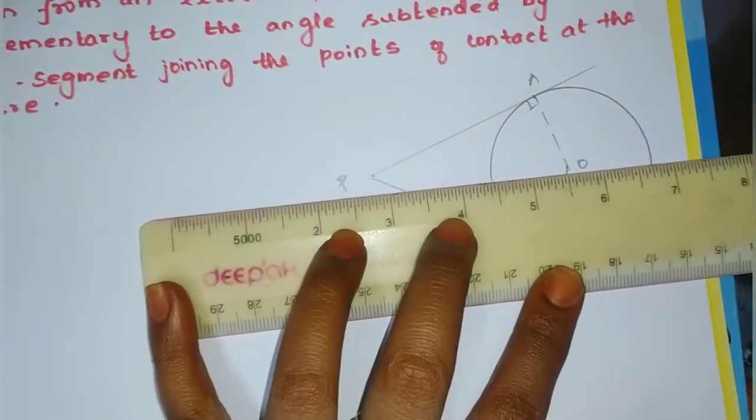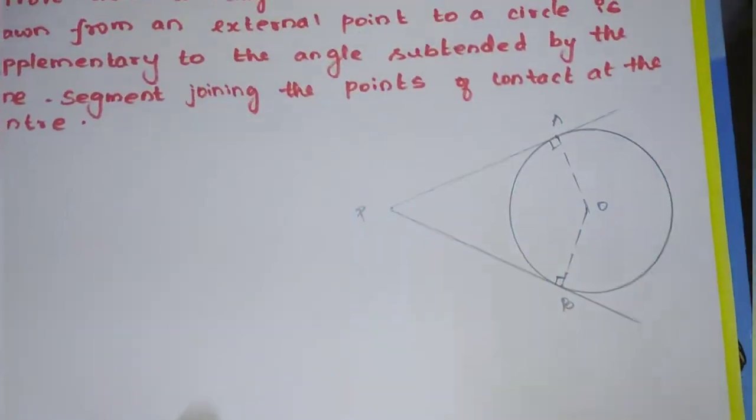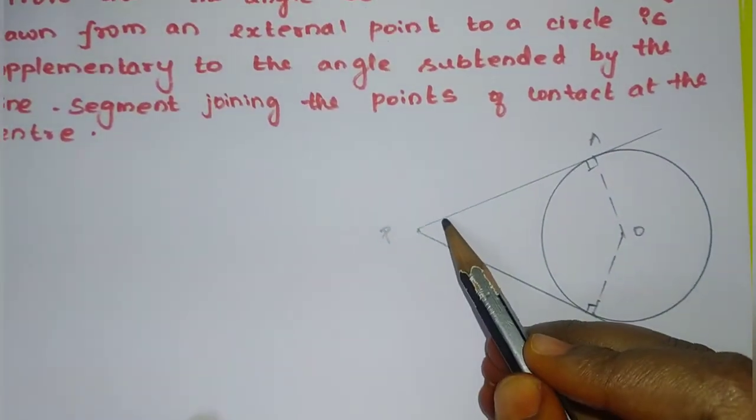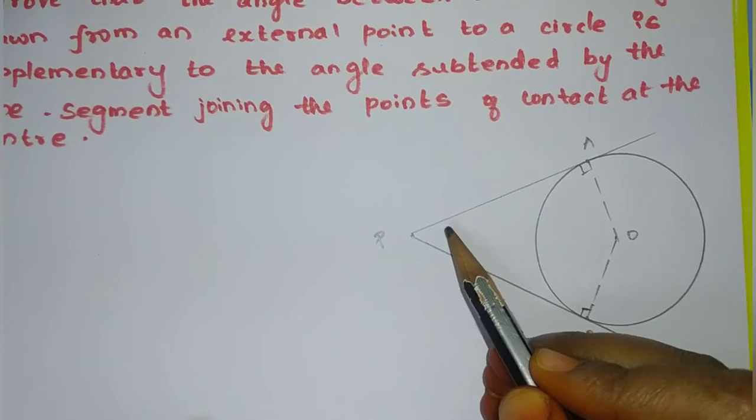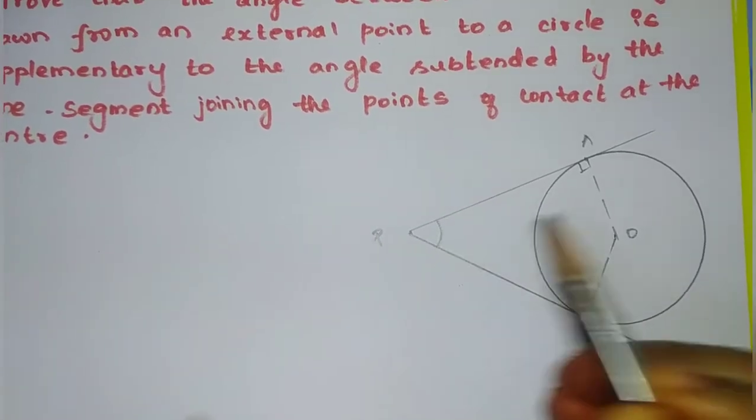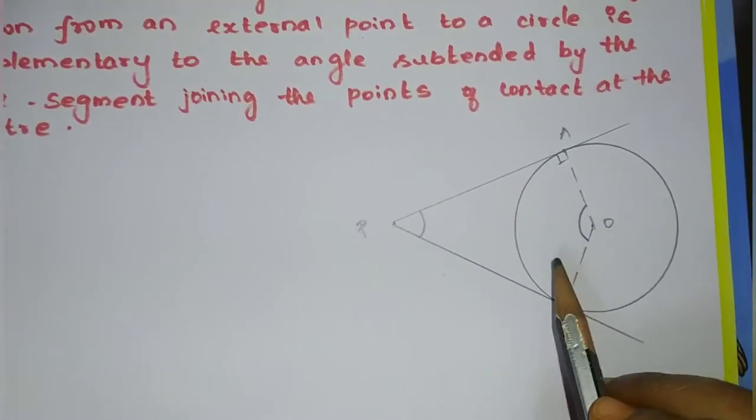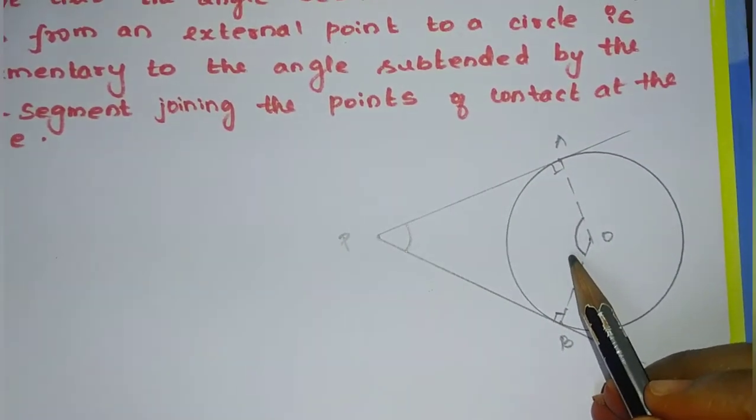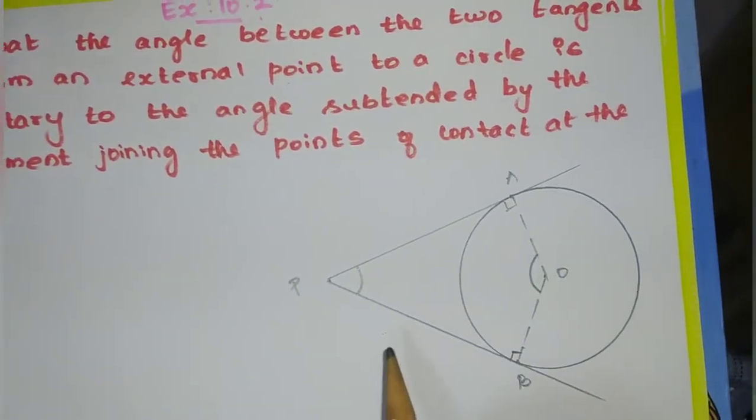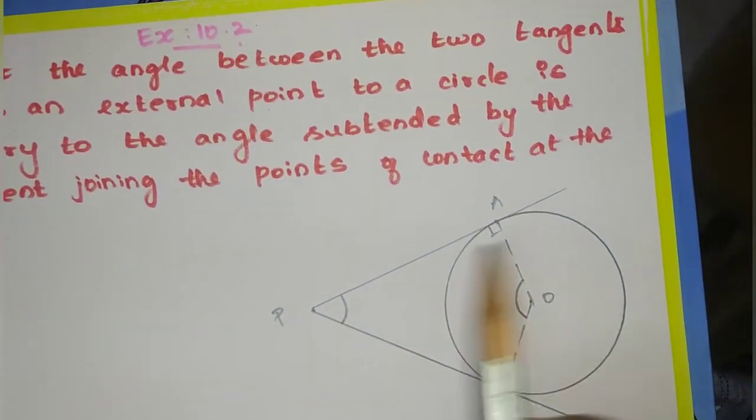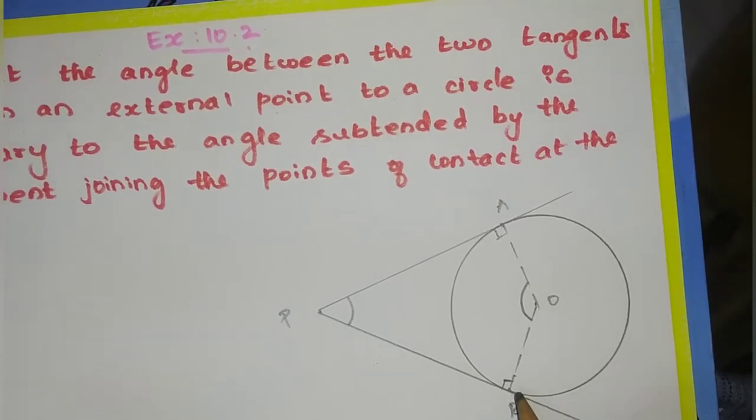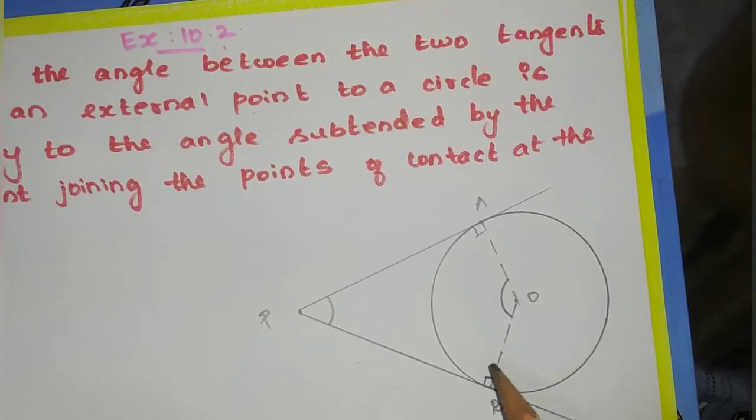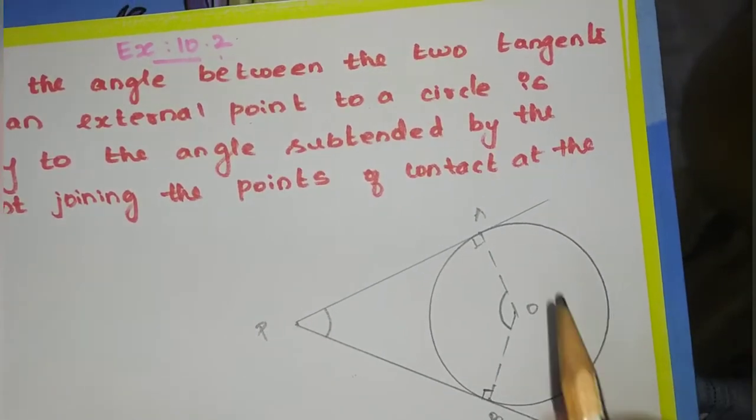Next, external point to the circle is supplementary. You have to prove that this angle and this angle, if you add these two angles, you will get supplementary. Supplementary means what? 180 degree. See this figure, this is like a quadrilateral. You know that this angle is 90 degree, this one is 90 degree. If you add these two, what will you get? 180 degree. Clear?